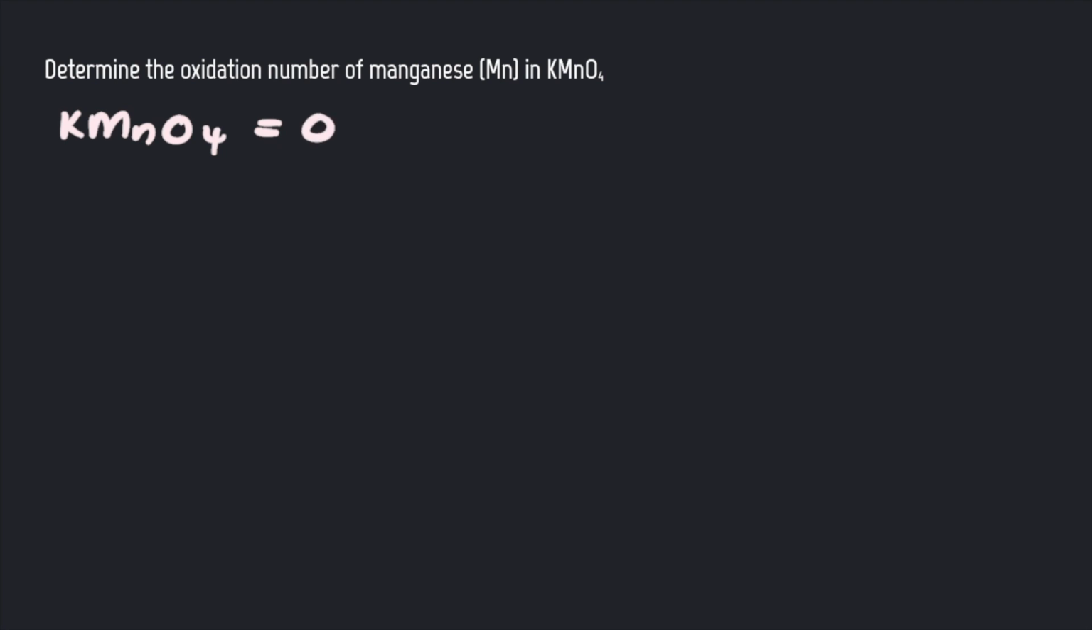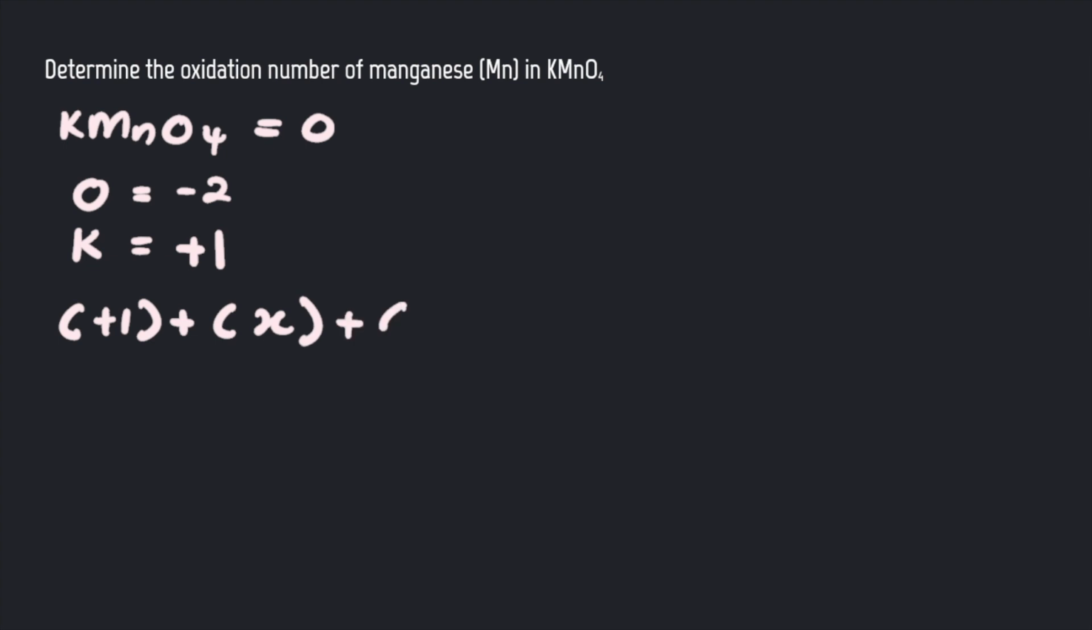And you need to remember the rule. So for oxygen, it's always negative 2. And for potassium, should be the charge itself, so positive 1. So we are now left with the manganese. So we can say that positive 1 plus manganese, we don't know, we put X, plus oxygen is -2, but you need 2 times 4 because of this should be equivalent to 0.